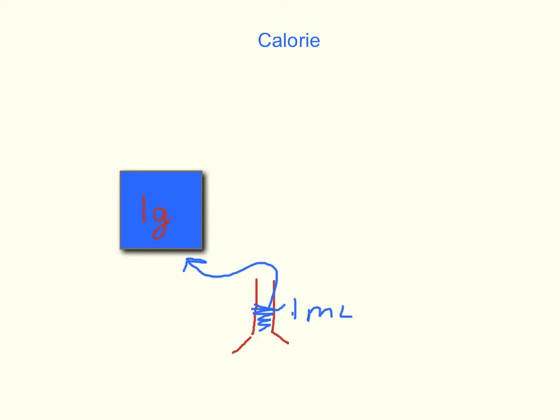Okay? So let's say you get that gram of water, and we take the temperature of it. We'll put a thermometer in here. There's your thermometer. Let's see, how about 23 degrees Celsius?